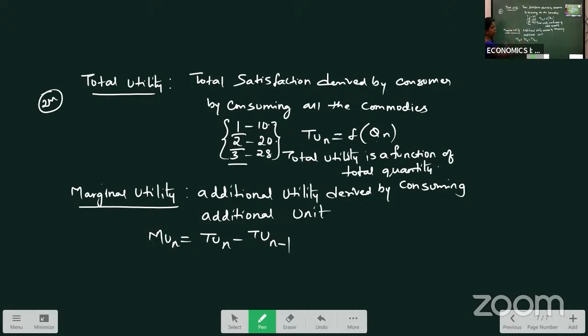Now, based on this, we are going to discuss a very important law in the next class. Just go through all the 2 marks questions and all that we have discussed till now. Tomorrow again we are going to continue with the law of diminishing marginal utility. Okay, so this is all for today. Please prepare all these questions now. Thank you.